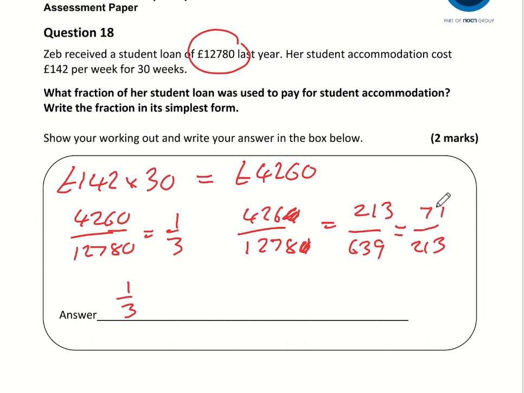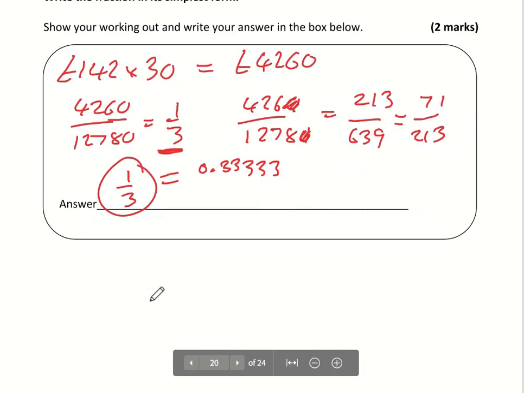Well, the only thing that goes into 71 is 71, and 213 can be divided by 71, but I don't expect you to be going through all the prime numbers until 71. Again, at this stage, just divide 71 by 213 and you'll get 0.3 recurring, which is 1/3. But if you're doing that, you might as well have done it right at the start. 4260 divided by 12780, your calculator will probably say 1/3. If not, it will say 0.33333, and you just need to recognise that that is the same as 1/3. So the final answer is 1/3.